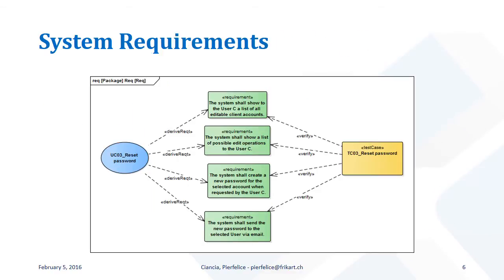Traceability between requirements can be performed by the use of different methods and tools. Examples are traceability matrices or requirements diagrams. In this slide, I show you an example of traceability between use case, system requirements, and test case.